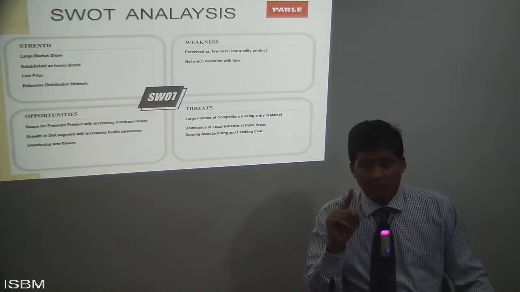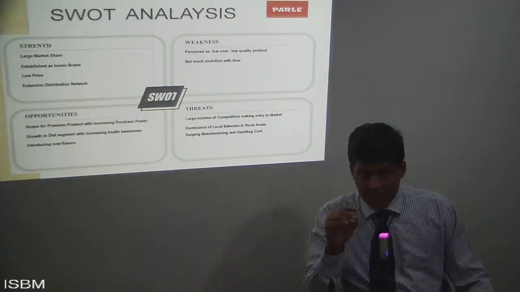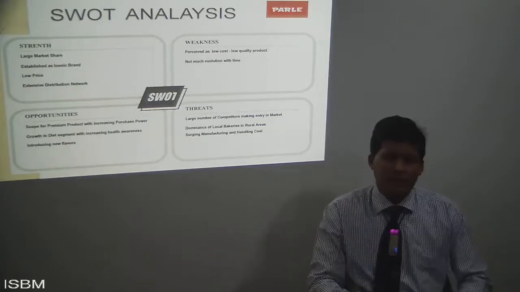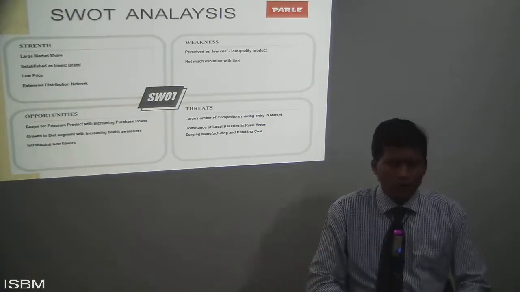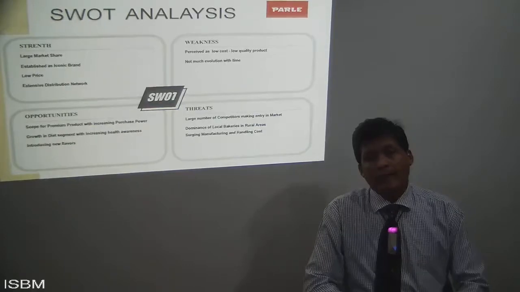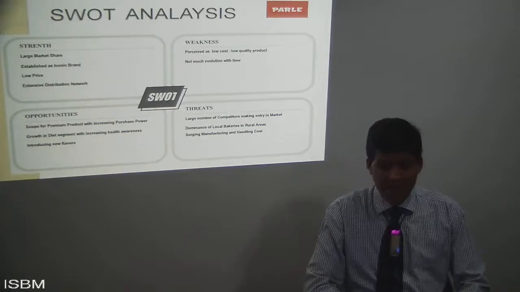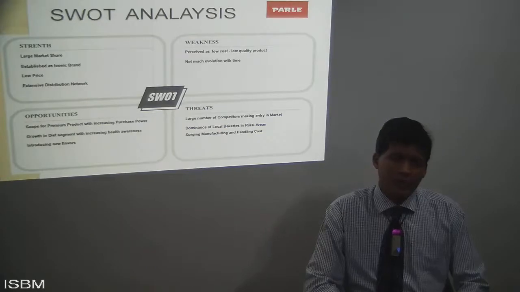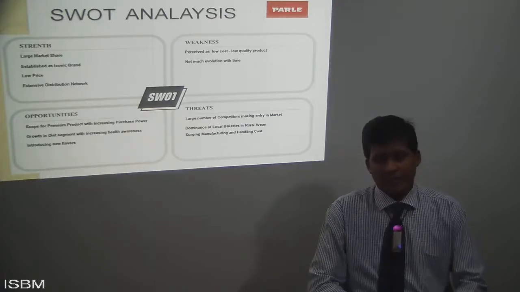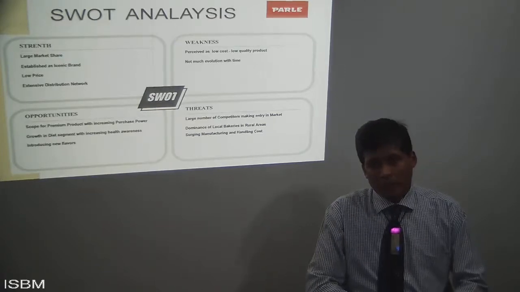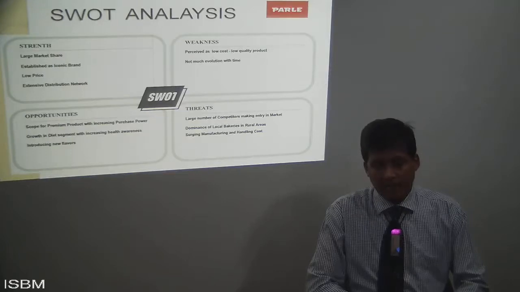Second threat that Parle as an organization has is dominance of local bakeries in rural areas. Now, not all local people will go and buy the biscuit category or confectioneries from the brand. They might prefer the local bakeries. So in a place like Mumbai, the local bakeries sell in the cake category, biscuit category, cookies category, or even confectioneries. So the local cake shops or bakeries have also started eating up the market share.